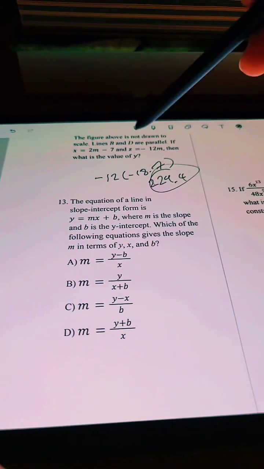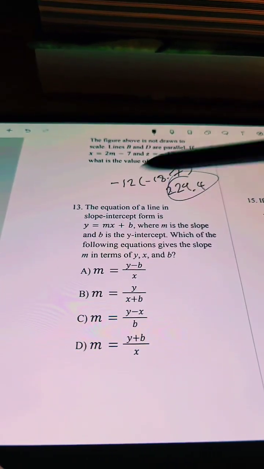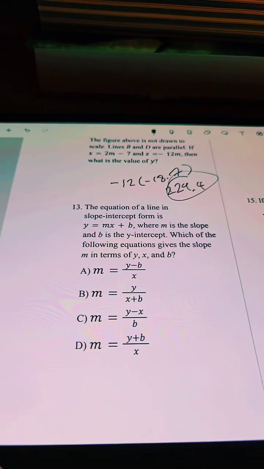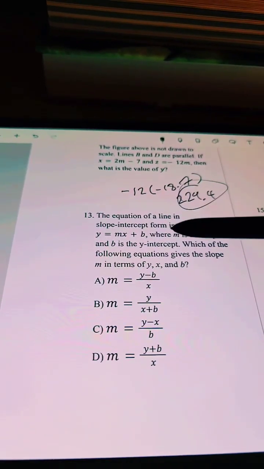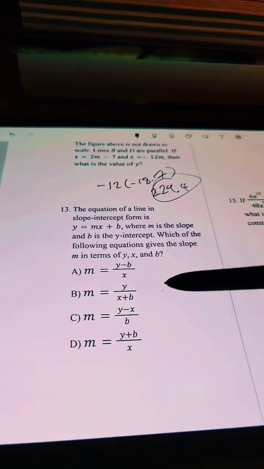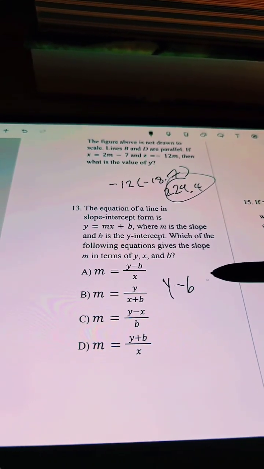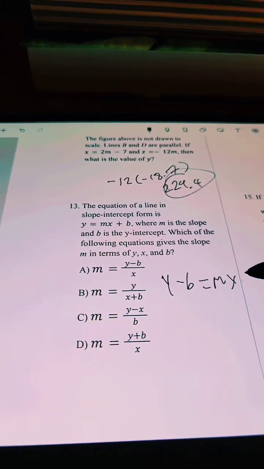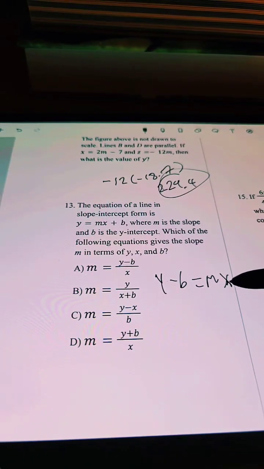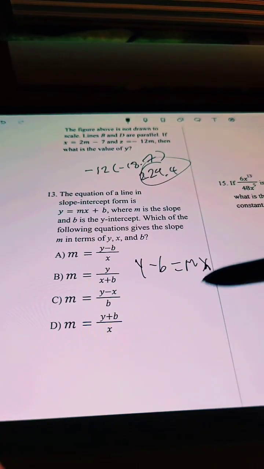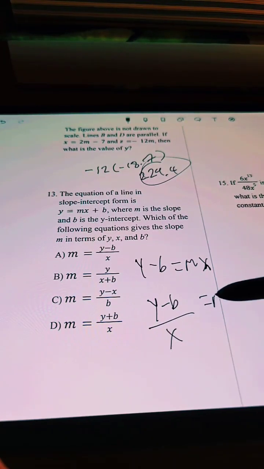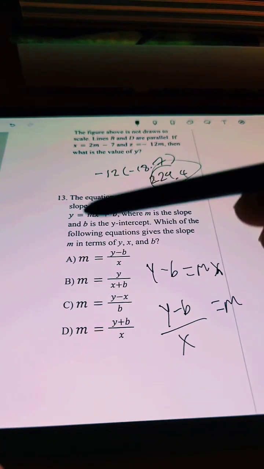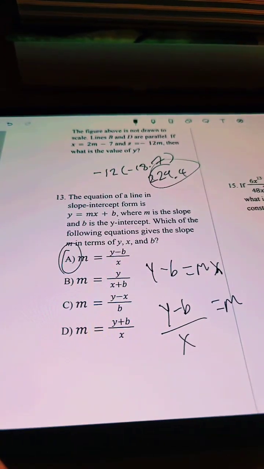Okay, so let's go to number 13. The equation of a line in slope-intercept form is y is equal to mx plus b, where m is the slope and b is the y-intercept. Which of the following equations gives the slope m in terms of y, x, and b? So all you have to do is get m by itself. We're going to subtract b from each side, so we get y minus b is equal to mx. Oops, that kind of looks like a y. That's supposed to be an x. Now to get m by itself, I just have to divide by x. So I'm going to get y minus b over x is equal to m. So that's just going to be A.